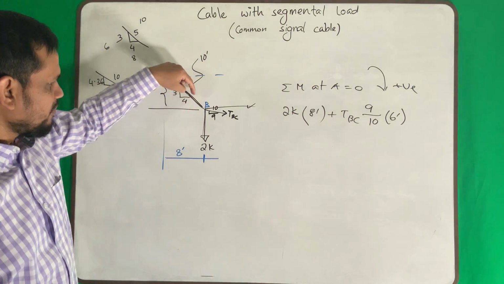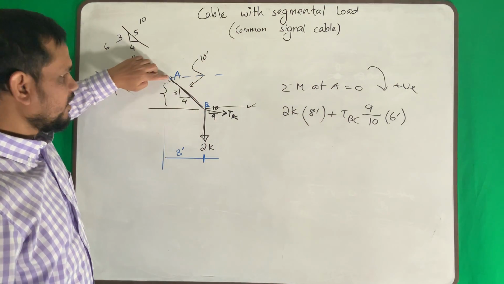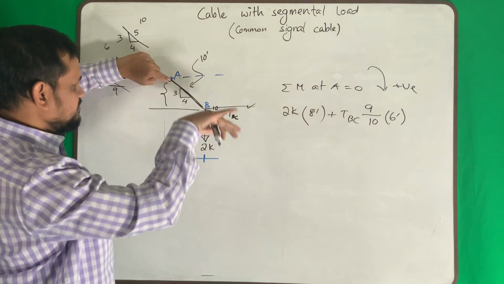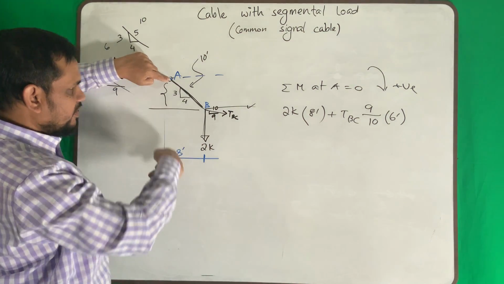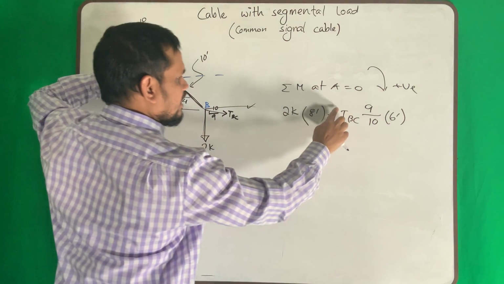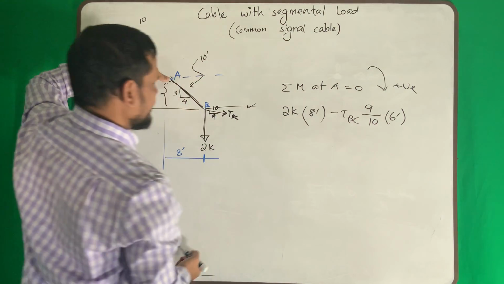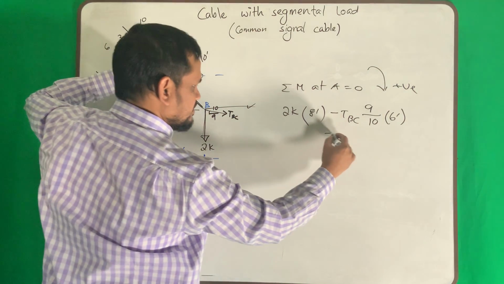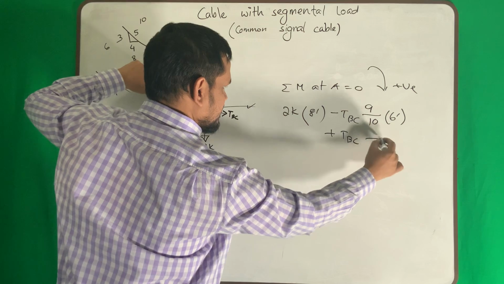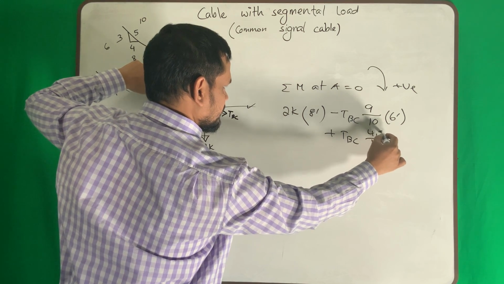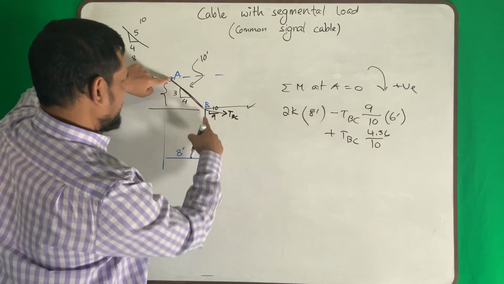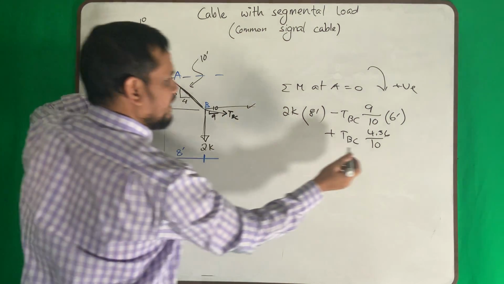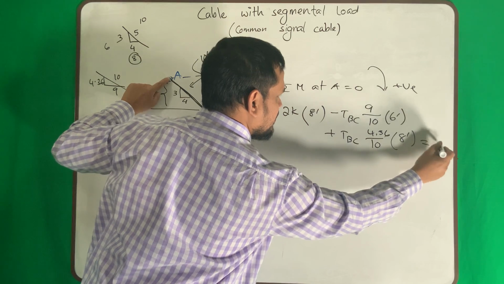The other component is the vertical component. Okay, did I use the right sign? If I take moment here, clockwise positive, the 2 will give me clockwise. This component will give me counterclockwise moment, negative. And this component will give me clockwise moment. So TBC, 4.36 times this distance, and this distance is now 8 feet, equals 0.